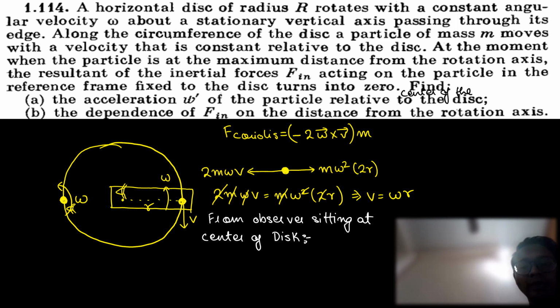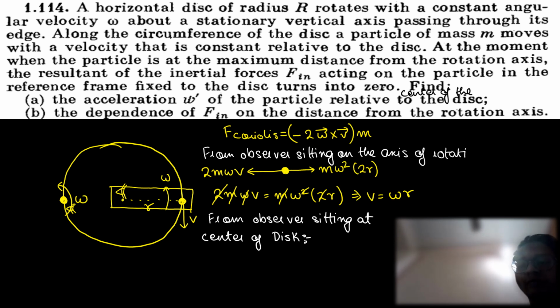Okay, and this equation was from the observer sitting on the axis of rotation. From the observer at the center of the disk, what was the velocity of this particle? The velocity of the particle is equal to omega r. V is equal to omega r.